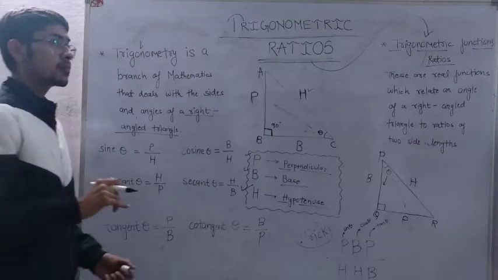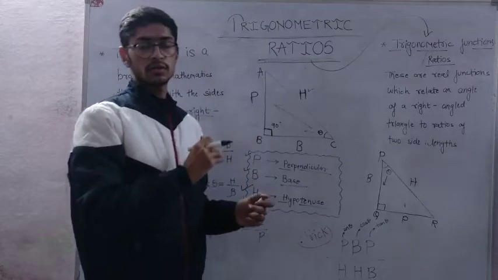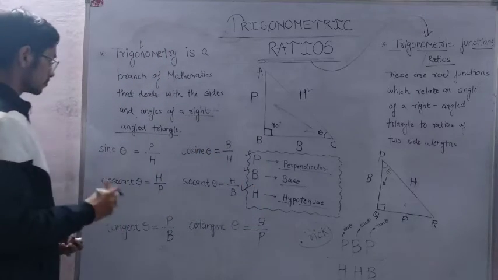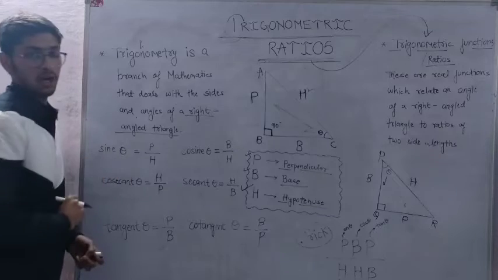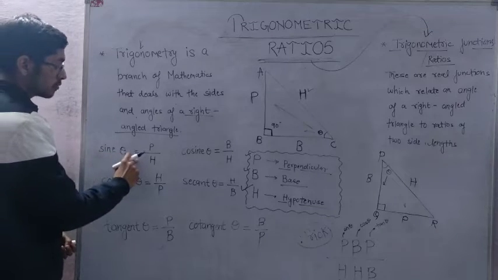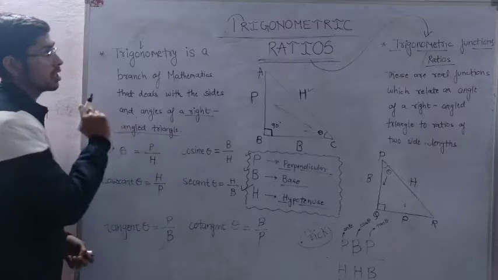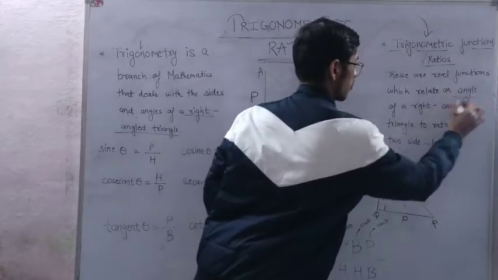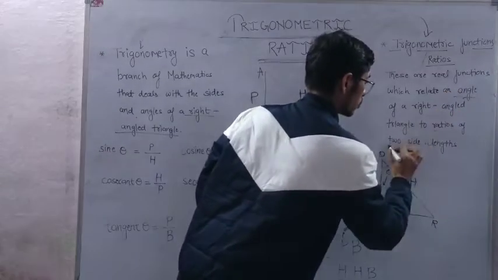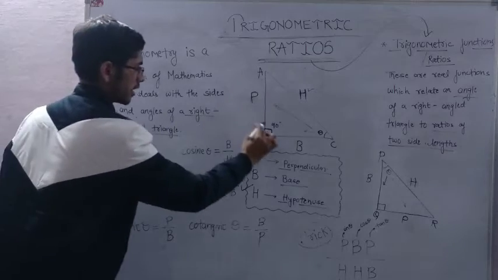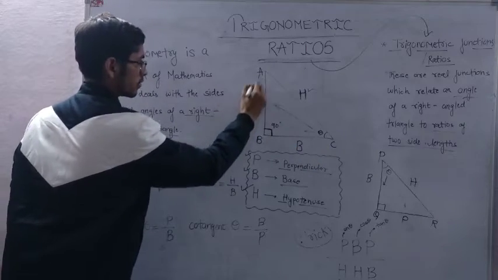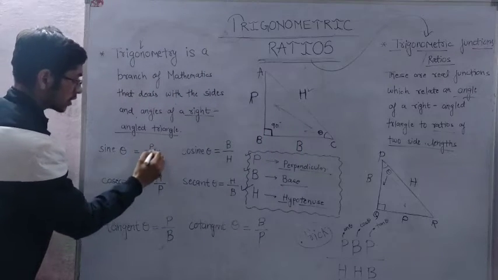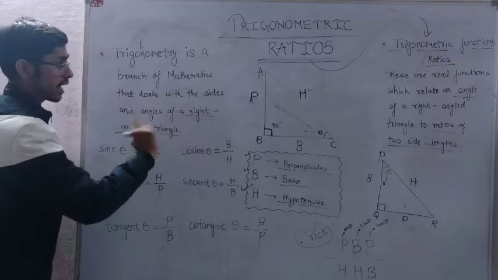Now moving on to the next part, we will learn certain basic ratios in terms of a right angle triangle. Firstly comes sine theta, whose formula is perpendicular upon hypotenuse. These are the trigonometric ratios, relating the angle of a right angle triangle to the ratios of two side lengths. Here is triangle ABC. The length of AB is P and the length of BC is B.